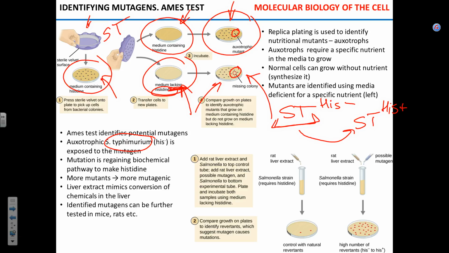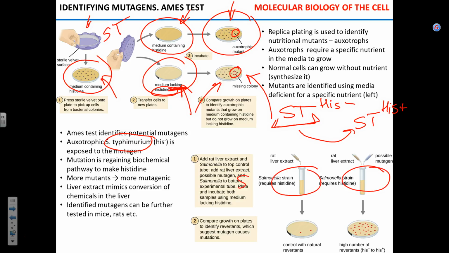Can this reversion happen spontaneously? Yes. There are always mutations, and there can be 2, 3, 5, I don't know, 10 bacteria that actually came back to their original phenotype. So here is how the experiment is set up.